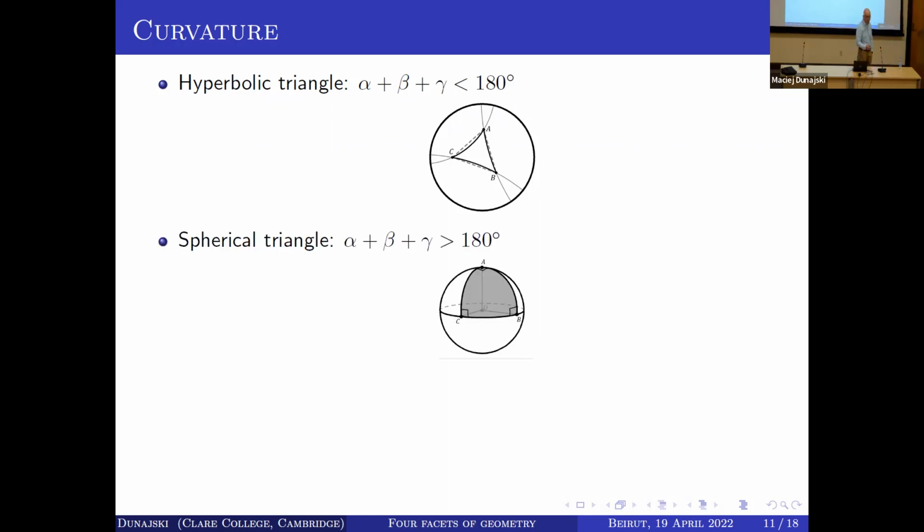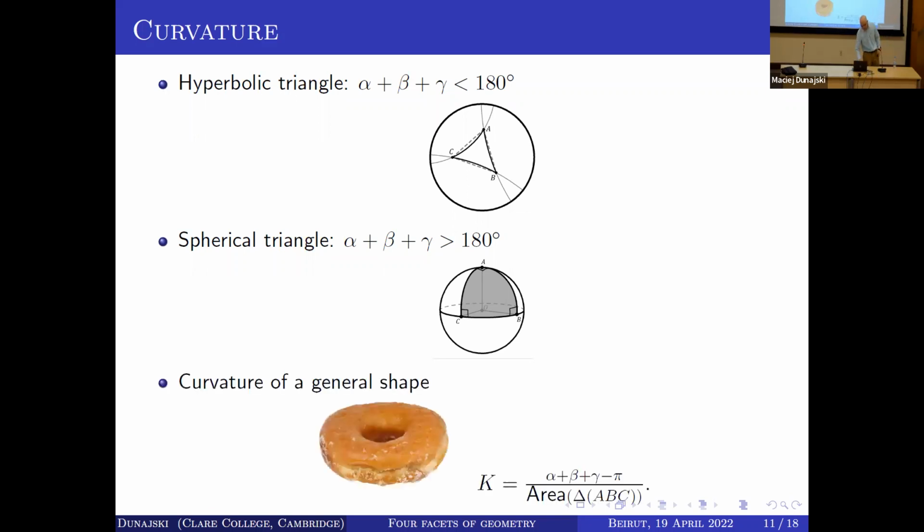On the other hand, on the sphere, which is another non-Euclidean geometry, the sum of angles in a triangle is always greater than 180 degrees. So the sum of angles is a marker of how non-Euclidean your geometry is. And it ties up so as to make this applicable to a surface of general shape.